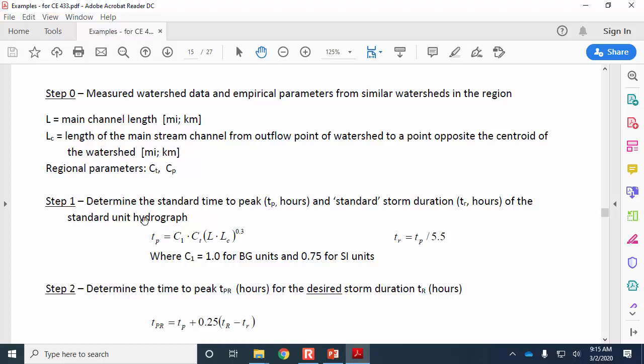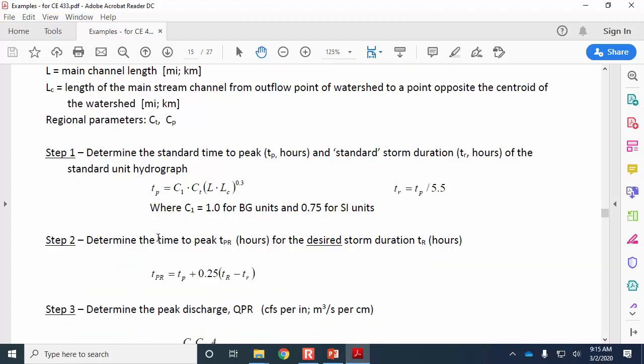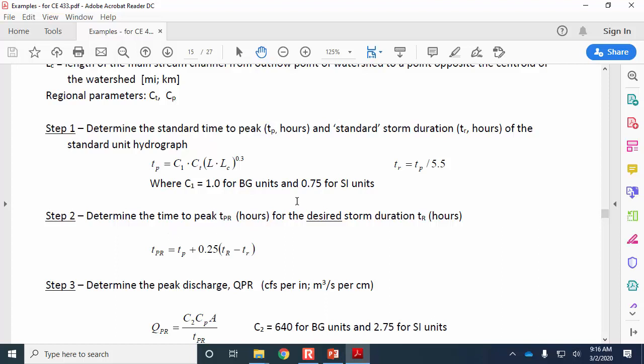So the first thing you do is you calculate the time to peak, and then you'd calculate the time to peak for the desired storm duration. So the standard storm, let's say if the standard storm is 1 hour, but you want to know what the hydrograph would look like for a 2-hour storm, then you have to convert to find the time to peak for your desired storm duration based on the input of the rainfall data that you have available.